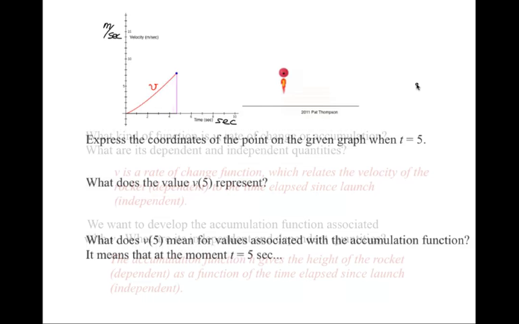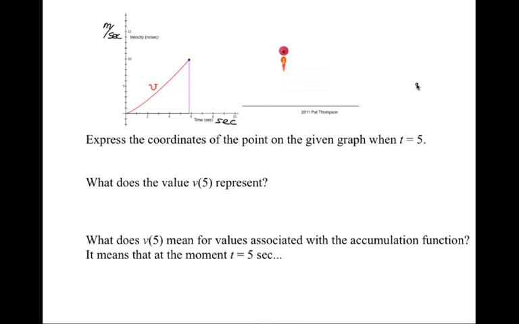New set of questions. Take a minute. So I want to express the coordinates of the point on the given graph, on the left graph, when t equals 5. What does v of 5 represent? And what does v of 5 mean for values associated with the accumulation function? Go. 3 questions. Go.